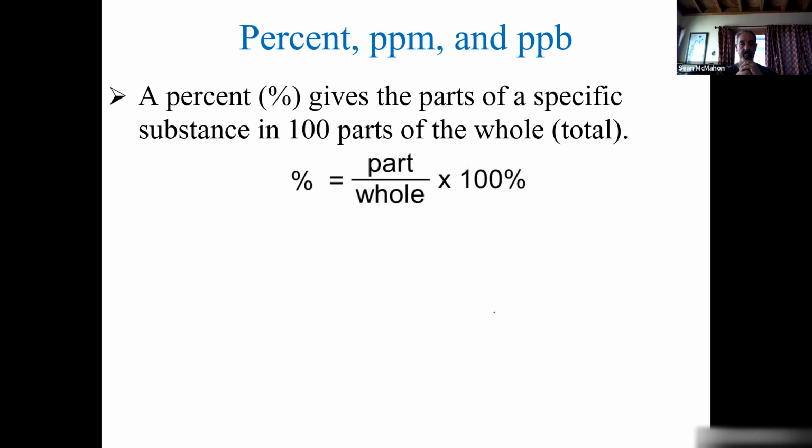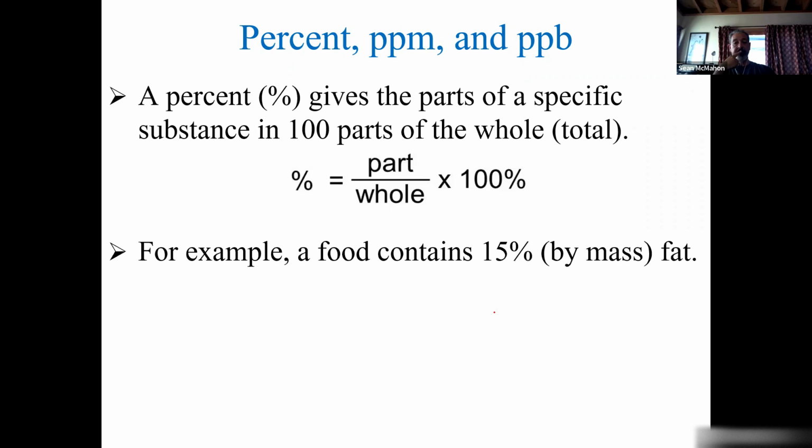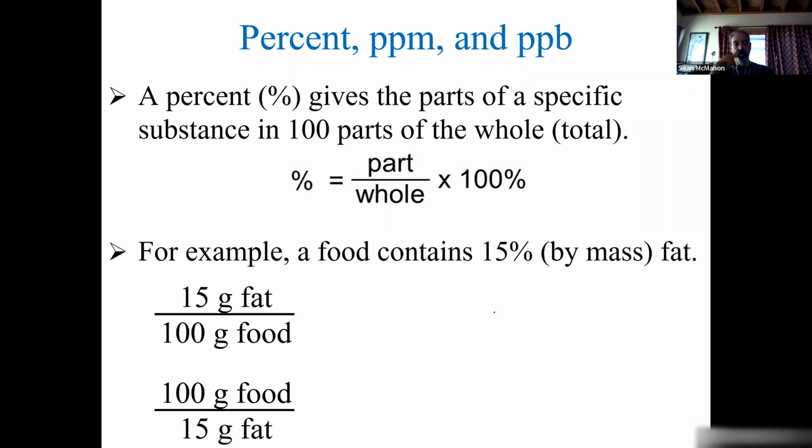Another time where we tend to use 1 or 2 conversion factors are with percents. So a percent is basically part over whole times 100, but what we can do is we can use it as a conversion factor. So if I say this food is 15% by mass fat, what does that mean? There's 15 grams of fat per 100 grams of food. And again, I can flip that.